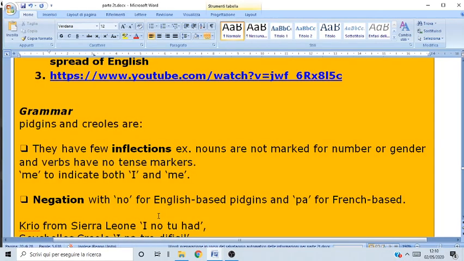And I just want to quickly review what we did last week. Remember that we're talking about the differences between pidgins and creoles. And we talked about the characteristics of these two phenomena. And so we said that generally speaking, there are few inflections. Okay, so there's no gender or number usually, at least usually.